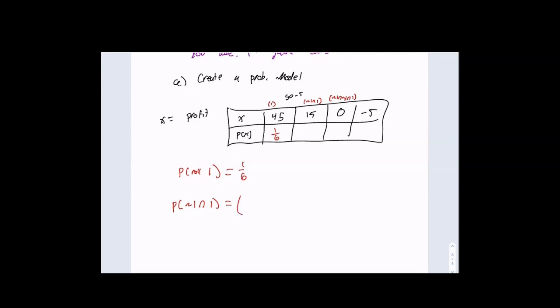I'm pretty much spoon feeding you these problems, these answers, class. Yeah, 5/6 times the probability of rolling a 1. You didn't roll a 1.